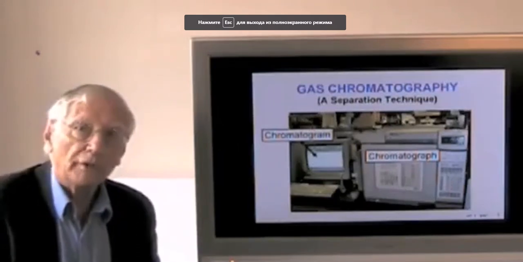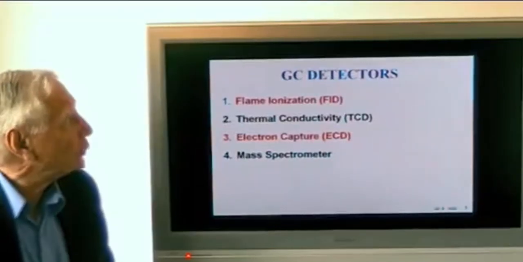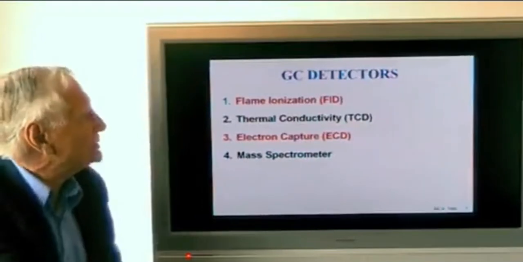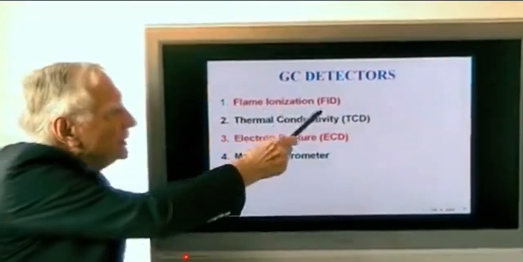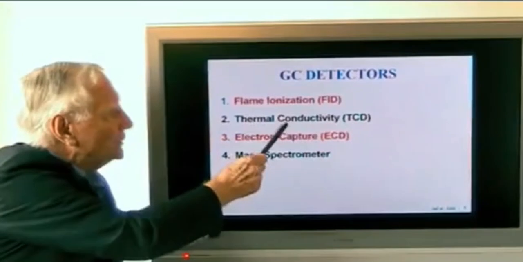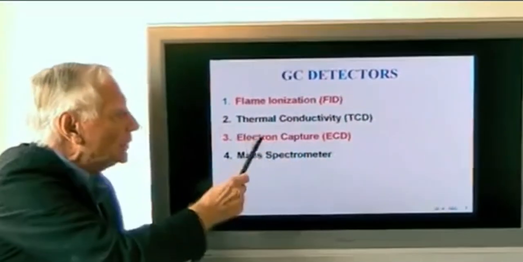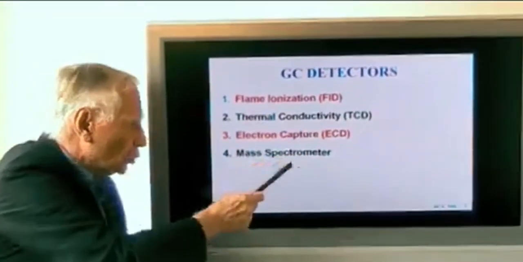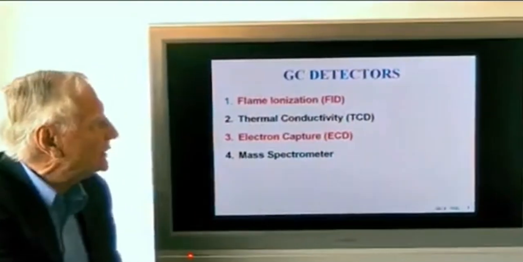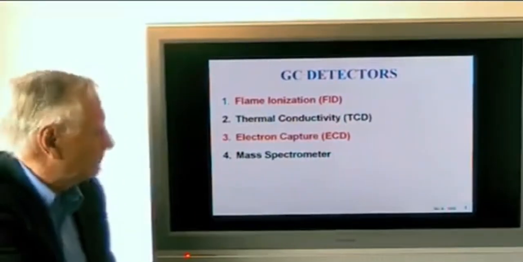Hello, I'm Harold McNair. In this section, we're going to talk about GC detectors, specifically the flame ionization detector, FID, thermal conductivity, TCD, and the electron capture, ECD. We will not discuss the mass spectrometer today, but at a later time.